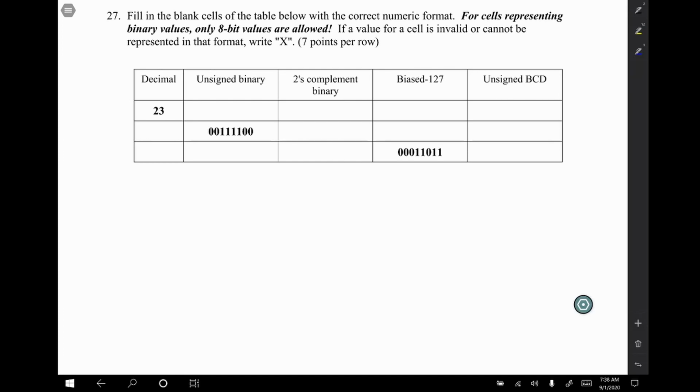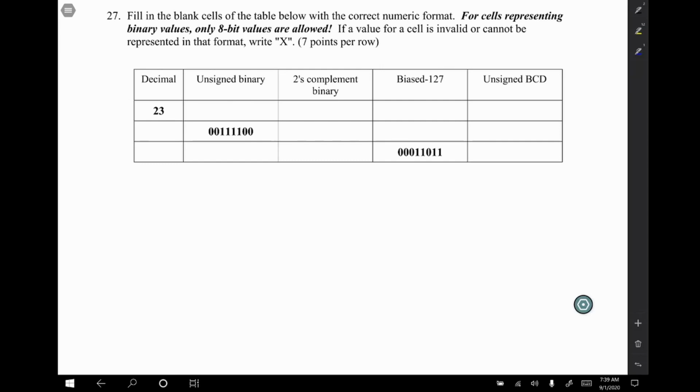forth across these, what some tricks are in order to figure out the answers to this problem. On the D2L test, of course, things are going to be slightly different in terms of computing the BCD and the two's complement and so forth. But hopefully going through these problems will give you a good idea of how to convert back and forth between decimal, unsigned binary, two's complement binary, biased 127 notation, and unsigned BCD.